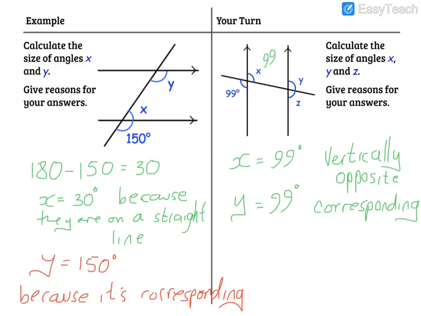And the last one then is z. Now this is a straight line. On a straight line they have to add up to 180. If this one here is 99, what's left over? It's going to be 81, isn't it? So angle z must be 81 degrees, and the reason for that is they're on a straight line. So hopefully you got the, I can't spell today, sorry, a straight line, that'll do. Hopefully you got those same answers. 81, there we go. Yeah, so check yours against mine.